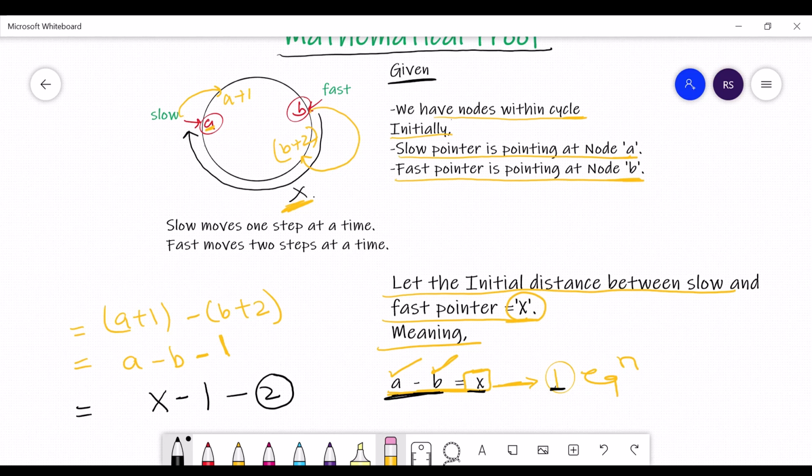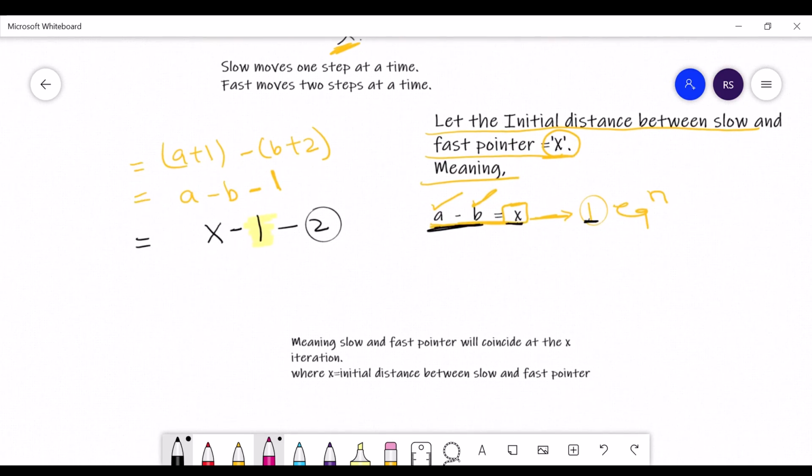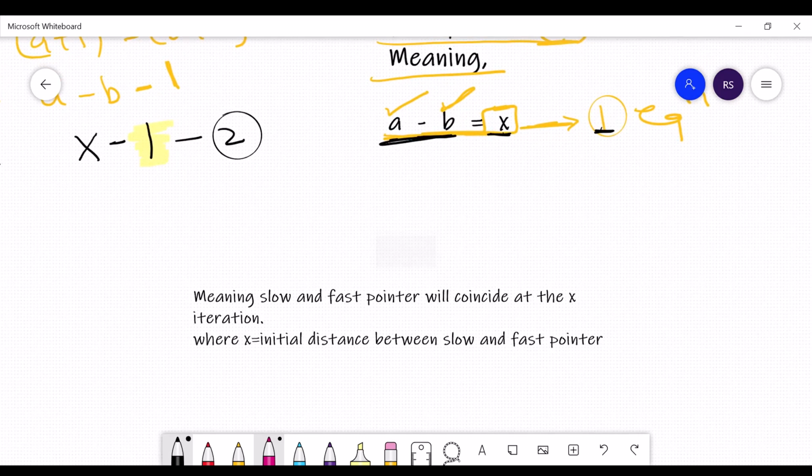So we can say the distance between slow and fast pointer is reduced by 1, which means that slow and fast pointer will coincide at the x iteration, where x is equal to the initial distance between slow and fast pointer.